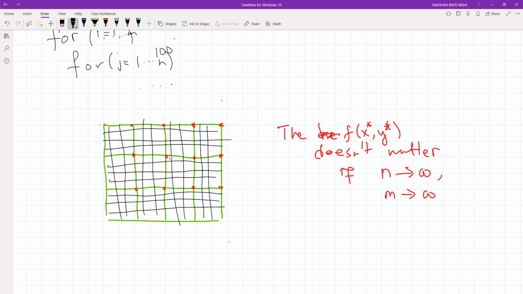Dia akan increase the precision. So lama-lama dia akan kecil dari satu point saja. Dia punya tu dekat-dekat dengan macam satu titik. So dalam kes ni dia tak kisahlah awak nak ambil ni. Sebab apa? Sebab n will go to infinity and m will also go to infinity.